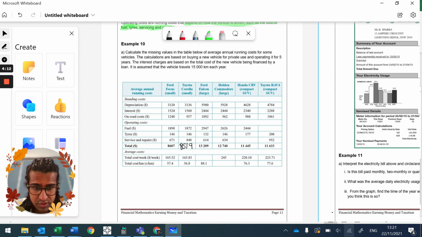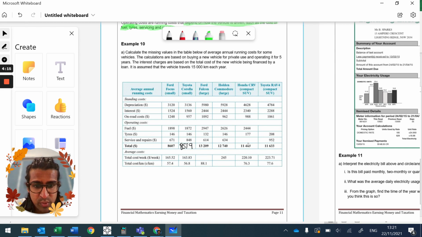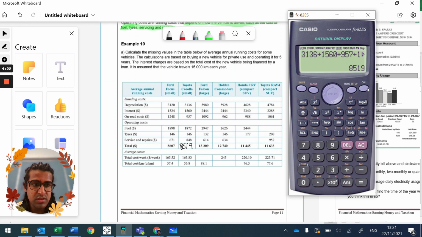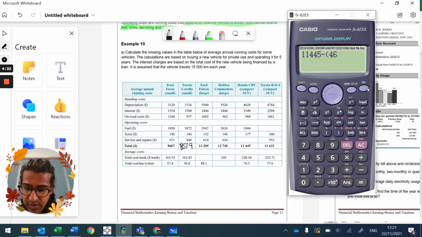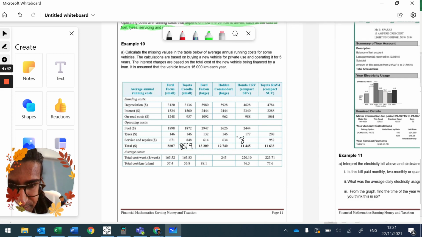Now, for these two, we're given the total, but we're missing one number. So we basically want to add up the known values and subtract them from the total. So it's 11,445 minus, and we use brackets, and we add the other information here: 4628 plus 234 plus 234. The answer, 868, is what goes in here.